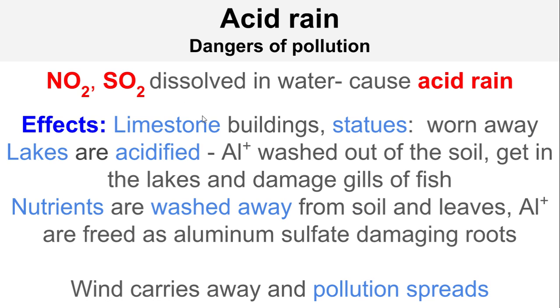Now, acid rain. There are two gases that are significant in acid rain, nitrogen dioxide and sulfur dioxide. Carbon dioxide is not accepted. This is the answer, nitrogen dioxide and sulfur dioxide. And when they dissolve in water, they cause acid rain. This rain has a low pH, a pH that is in the acidic range, and causes problems like limestone buildings and statues being worn away, and lakes being acidified, and aluminum ions being washed out of the soil.